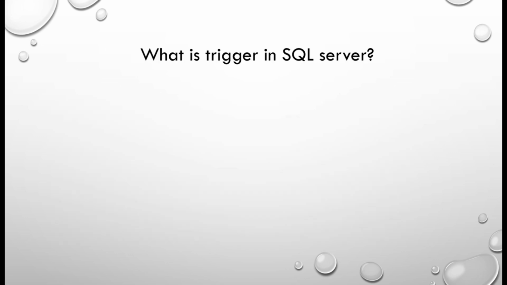The next question is, what is a trigger in SQL Server? In SQL Server, a trigger is a special kind of stored procedure that automatically executes or fires when a particular event occurs on a table or view. Triggers are commonly used to enforce business rules, maintain audit trails, and automatically update related data. There are different types of triggers in SQL Server. The first one is DML triggers. DML triggers fire when data is changed using insert, update, or delete commands.